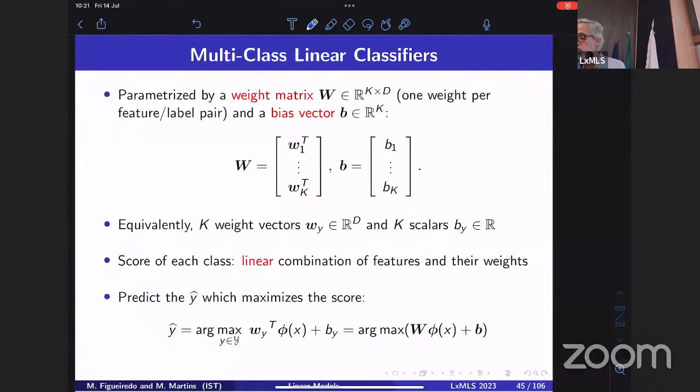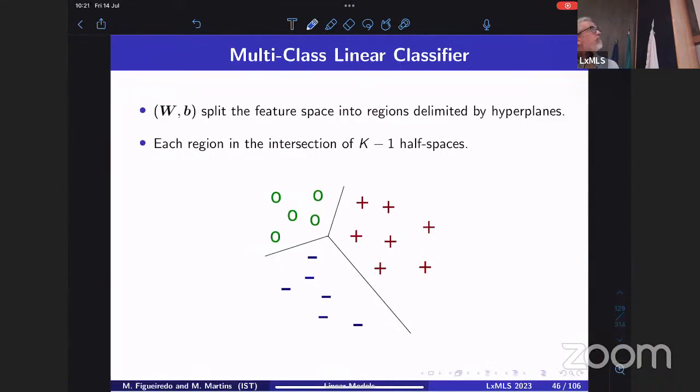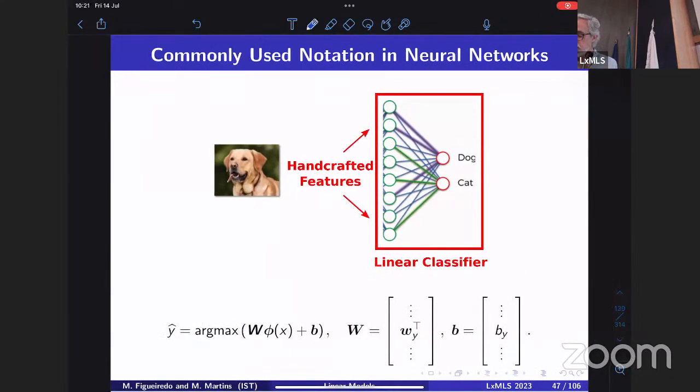So what happens if you have more than two classes is that this kind of model splits the feature space into regions. And these regions are separated by hyperplanes. Actually, each of these regions is an intersection of K minus one half spaces. You have a half space defined by one of the w's and the corresponding b, another one, another one. It chunks the space into pieces defined by half spaces. So it's still a linear classifier.